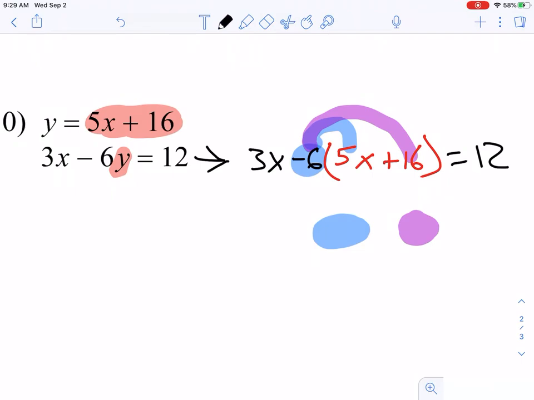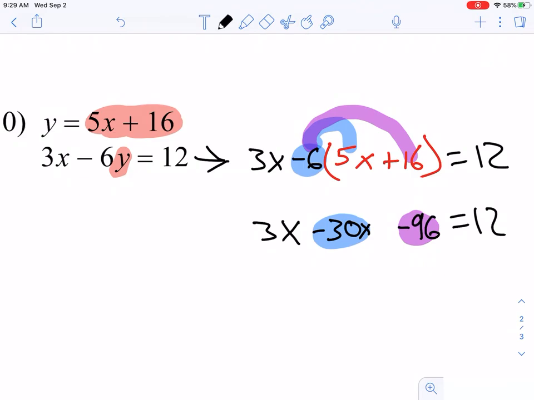So for my blue, negative 6 times 5, I'm going to get negative 30x. For my purple, negative 6 times 16, I'm going to get negative 96. Look at me go. I didn't even use a calculator. It's probably wrong. Oh well. And then 3x. I could double check, but I'm pretty confident. 6 times 6 is 36. Carry my 3. 6 times 1 is 6. 7, 8, 9, 96. Okay.